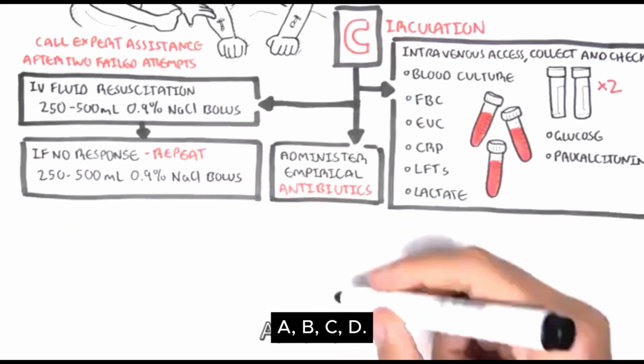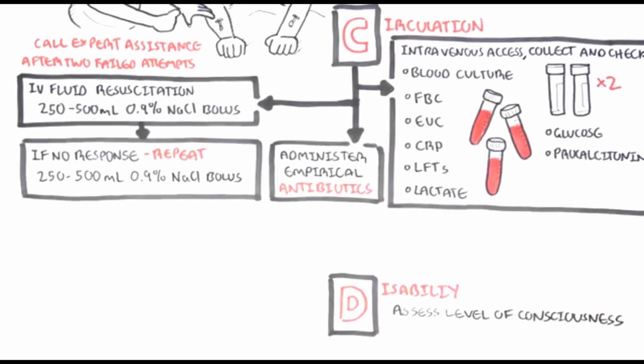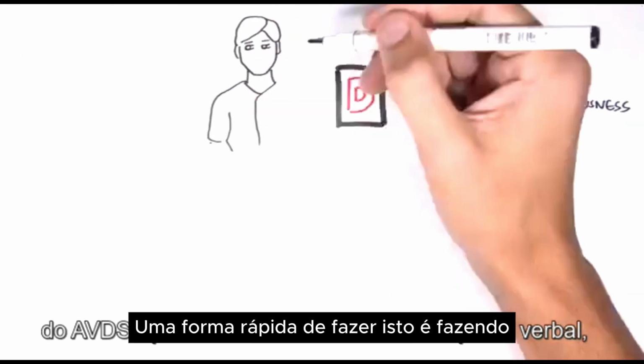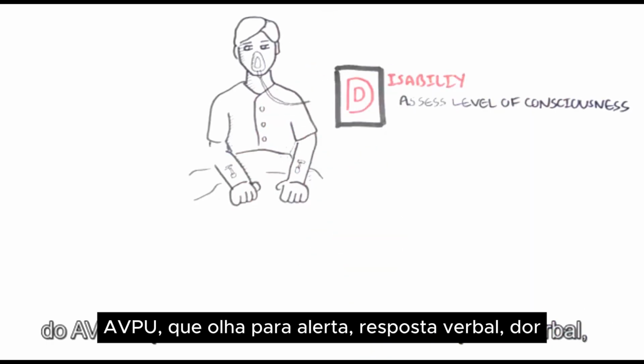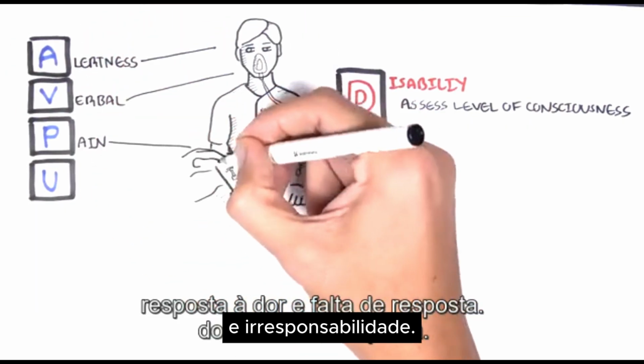A, B, C, D. D is for disability. This is to quickly assess consciousness. A quick way to do so is by doing AVPU, which looks at alertness, verbal response, pain, and unresponsiveness.